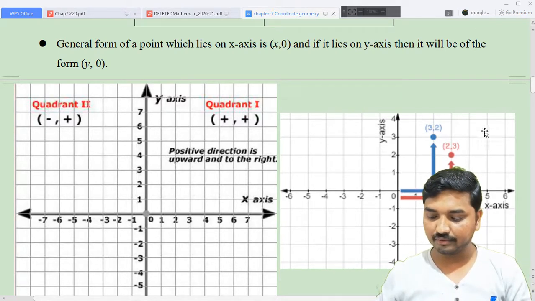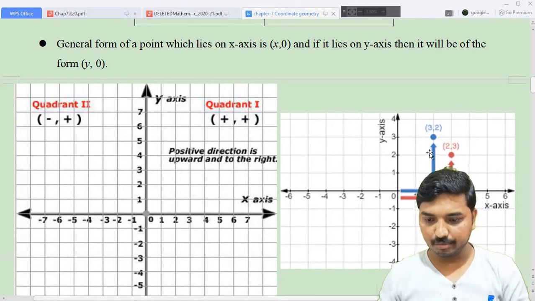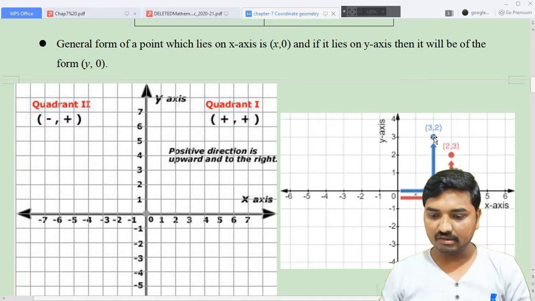Now look at this figure, 3 comma 2. Actually, 3 comma 2 means this is the position, and the coordinates of this position are 3 comma 2. Now let us see why it is 3 comma 2. So now look at here.